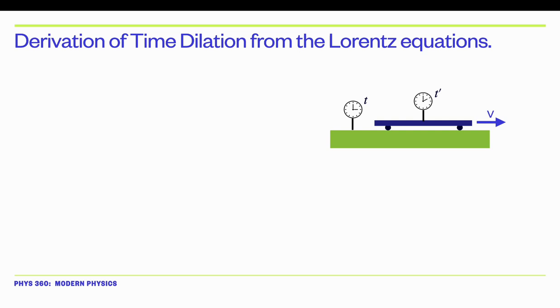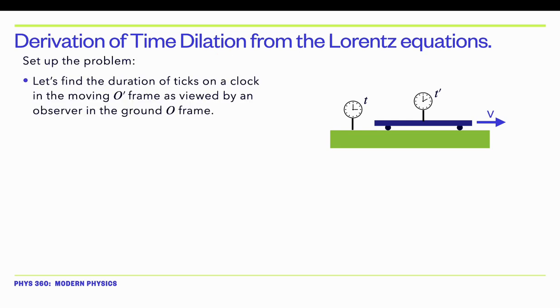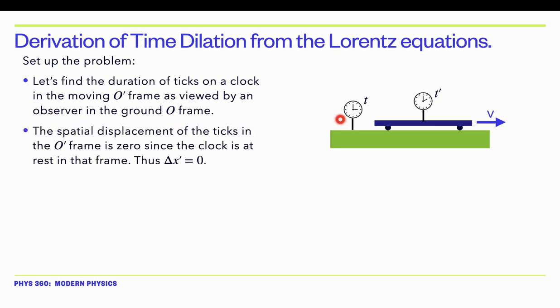In this next example, we're going to derive the equations for time dilation from the Lorentz equations. So the question is, we want to find the duration of ticks on a clock in the moving frame O prime as viewed by an observer in the ground frame O. So we're standing here on the ground. We want to see how long one tick takes on this clock that's in this moving reference frame.